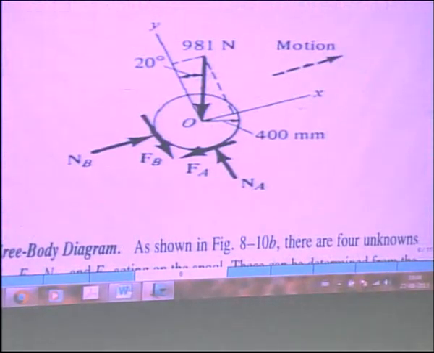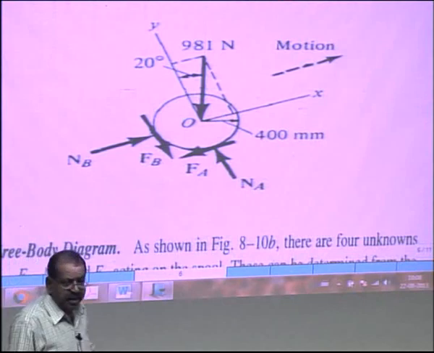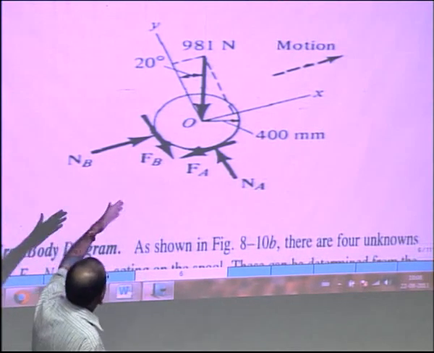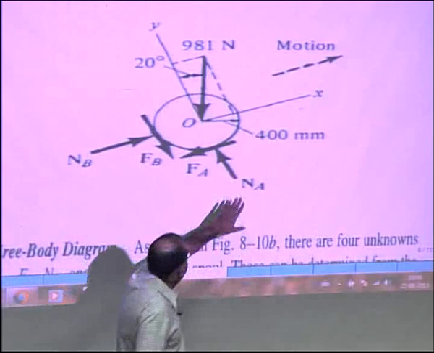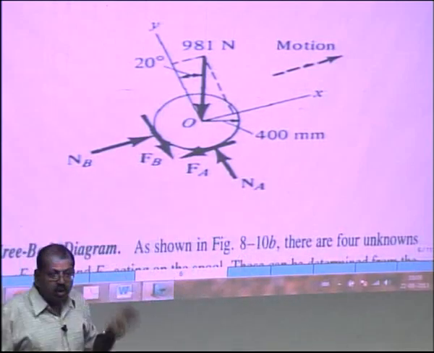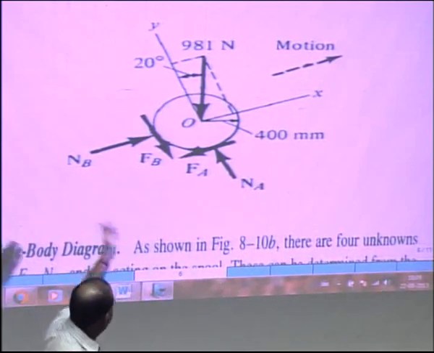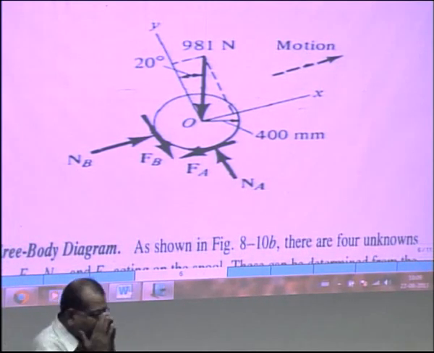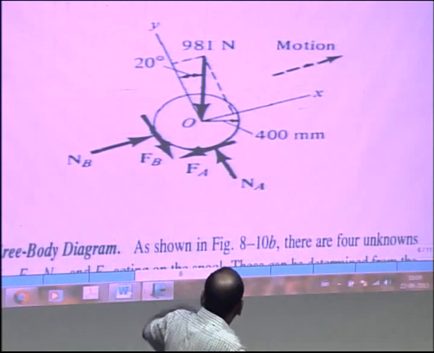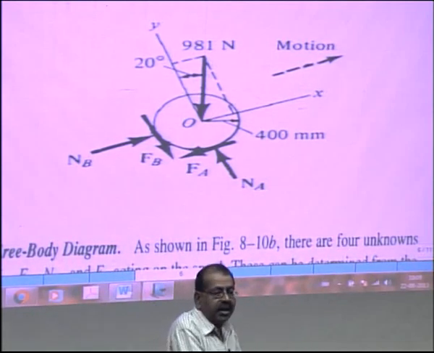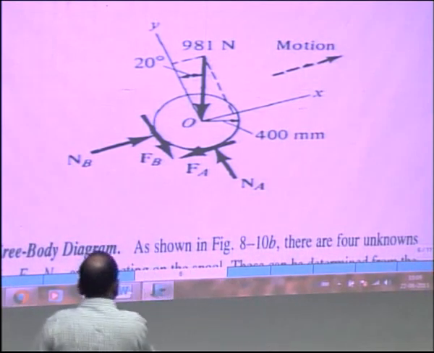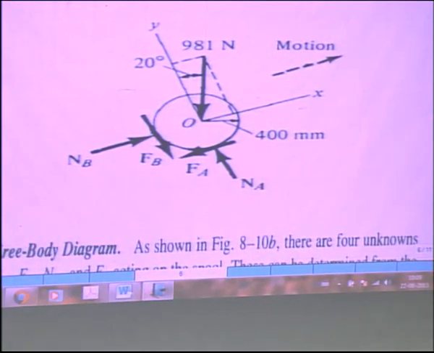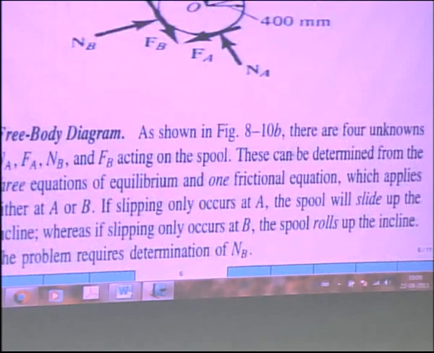So, first we draw the free body diagram. In the free body diagram, we show the weight, we show Na, we show Nb. The 2 friction forces right now, maybe I do not even show them with the directions. I will just show that they act along this line, and the directions will come once I start the analysis. In the free body diagram, as we show, there are 4 unknowns: Na, Nb, Fb and Fa.